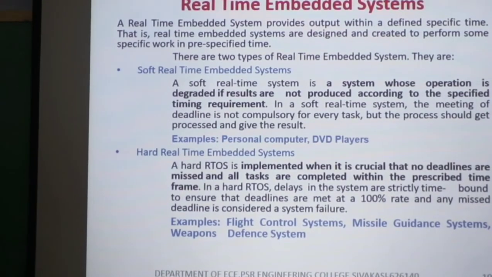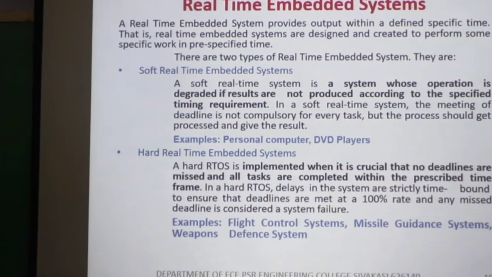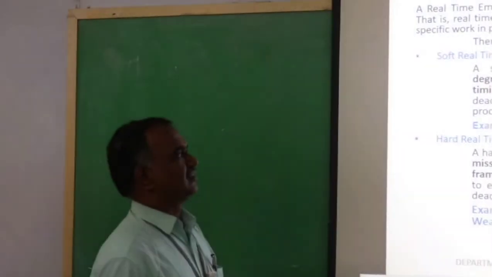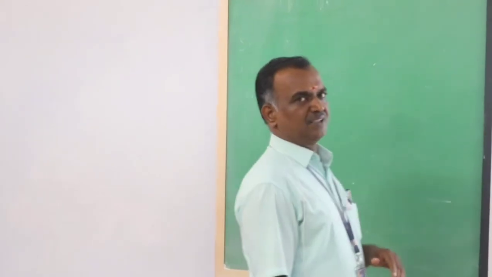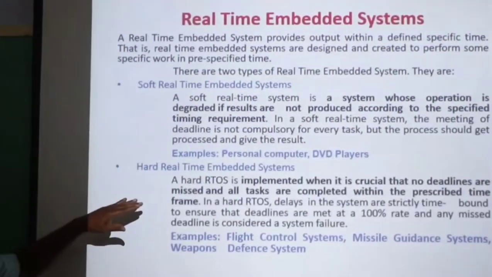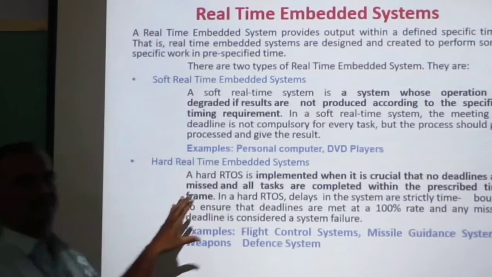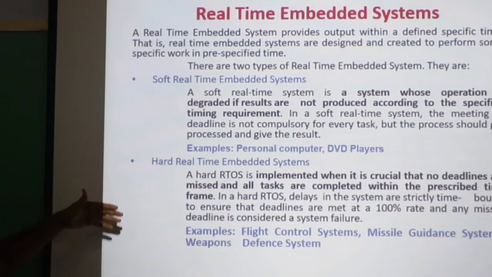In the soft real-time system, meeting the time deadline is not compulsory for every task. That is the main point of soft real-time embedded system. Here, meeting the time deadline is not compulsory for each and every task, but the process would get processed and give the results. That is a system whose operation degrades if results are not produced according to the specified time requirement. In the hard real-time embedded system, the results must be provided within the particular time period. So that is the difference between the soft and hard real-time embedded system.